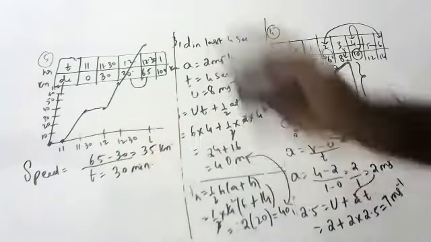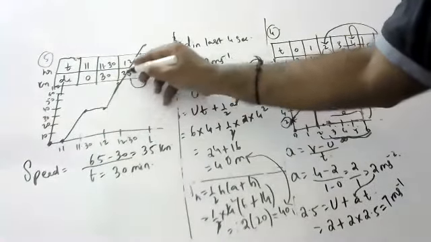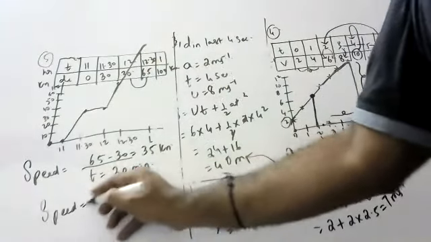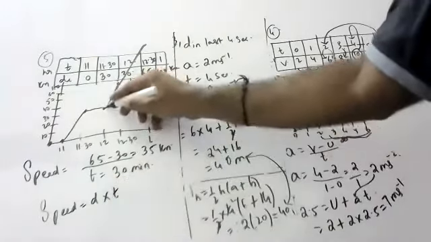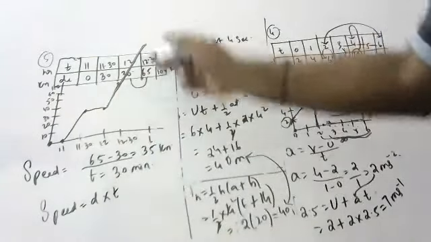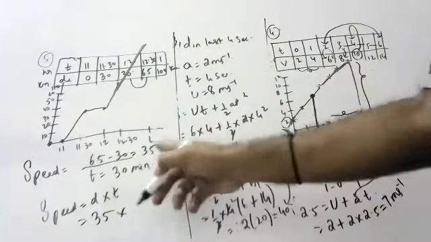Time is 30 minutes. Since it goes like that, it is uniform motion only, children. So for speed, what formula will we use, children? Distance into time, because this is uniform motion. For uniform motion only we should use it like this. So distance is 35 kilometers. And time is how much, children?